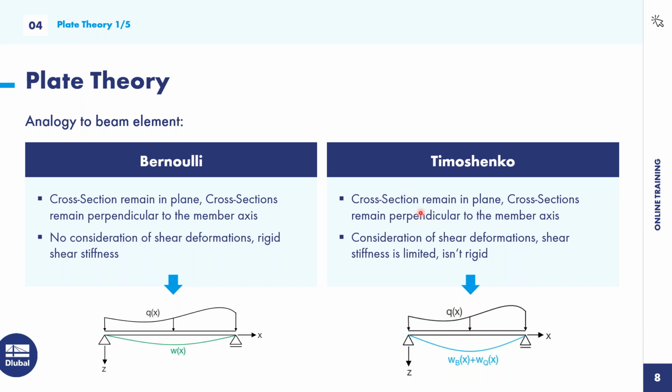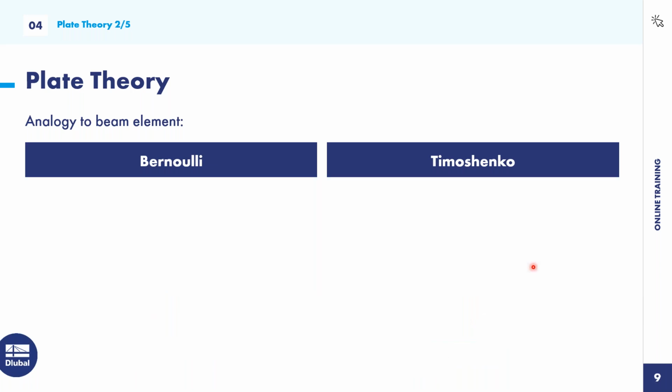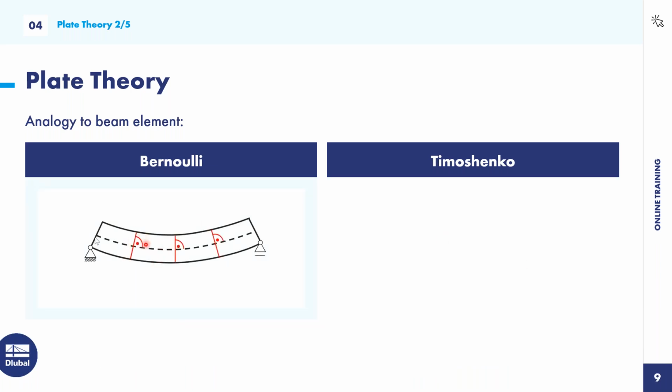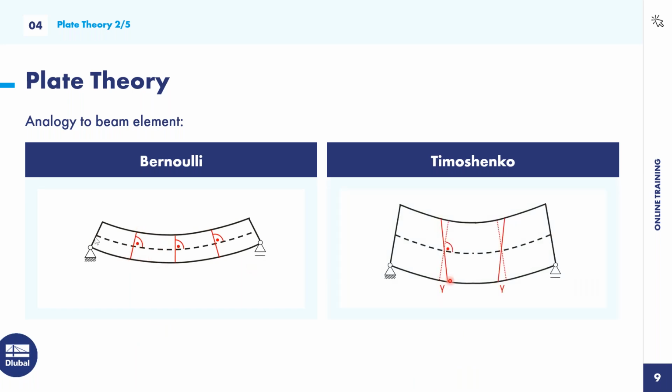The first condition is the same. Also here the cross-section remains in plane, and also the cross-section remains perpendicular to the member axis. But what we consider here are shear deformations. So the shear stiffness is limited and not rigid anymore. So here it remains perpendicular to that axis. And here we get an additional angle. So it won't be perpendicular anymore to the member axis. So additional deformation in this Timoshenko theory.